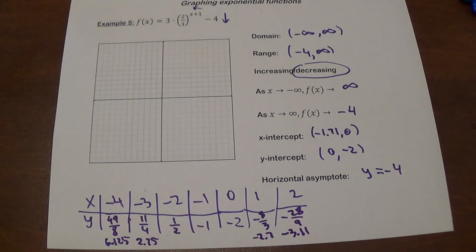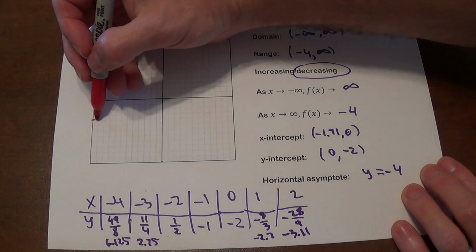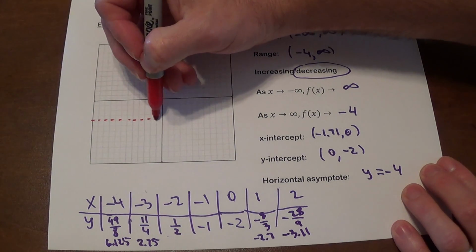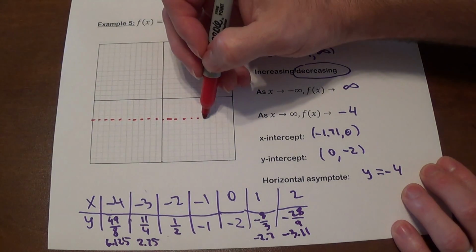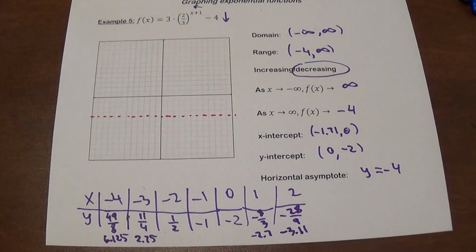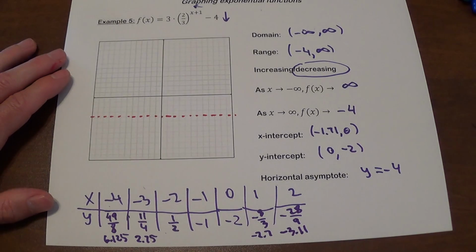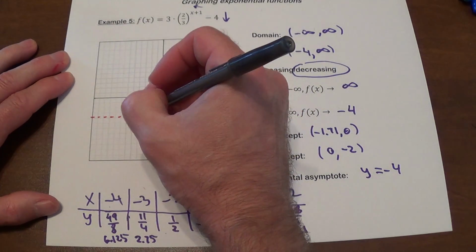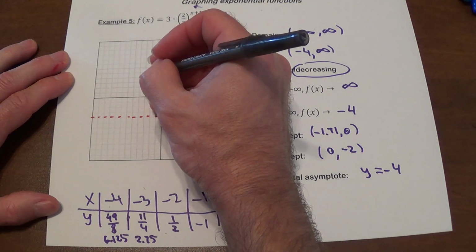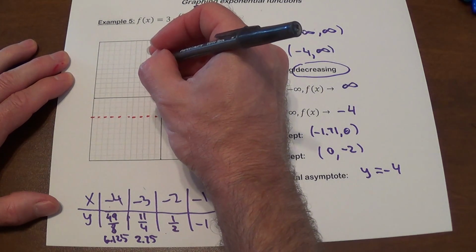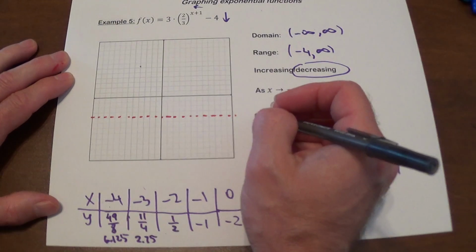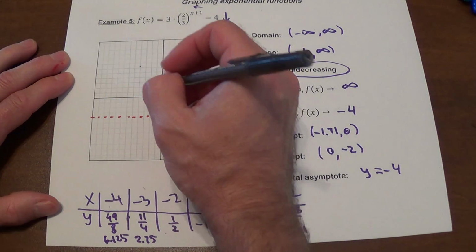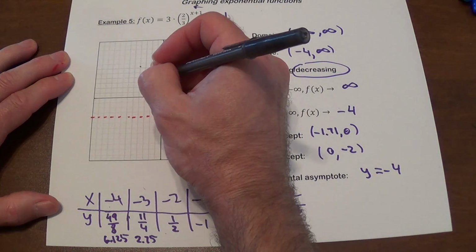Okay, let's go ahead and graph the horizontal asymptote first, -4. And plot the points. So -4, 6.125. So 2, 4, 6, right about there. Can't be perfect here. -3 is going to be about 2.75.